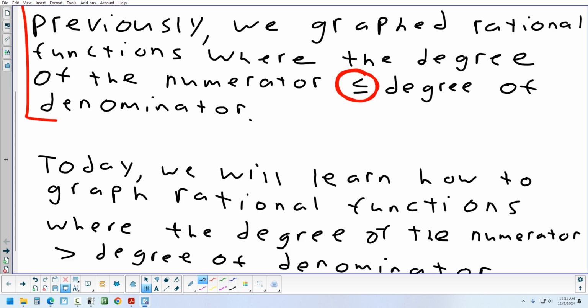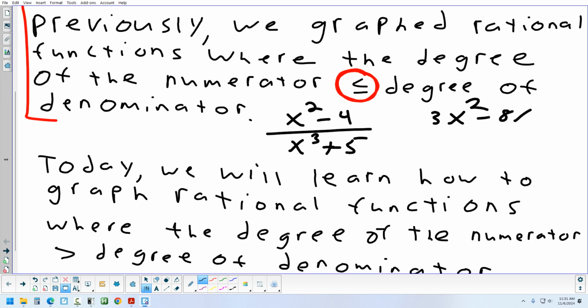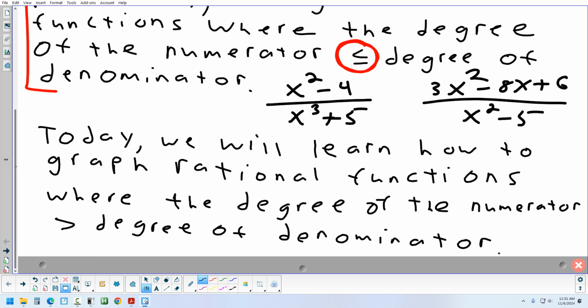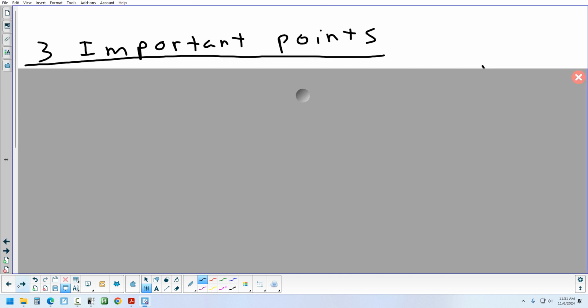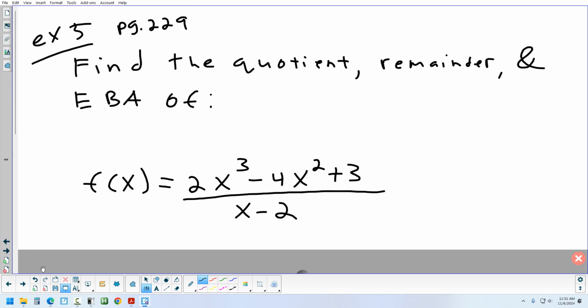Okay, so problems we did yesterday, you could have had something like this. That would have been a problem where I said find the EBM for. Okay, you would have done something like that yesterday. Or something like this. The degree in the top is equal to the bottom or smaller. Today, we're going to look at a question that looks like this. The degree in the top is going to be bigger than the bottom.